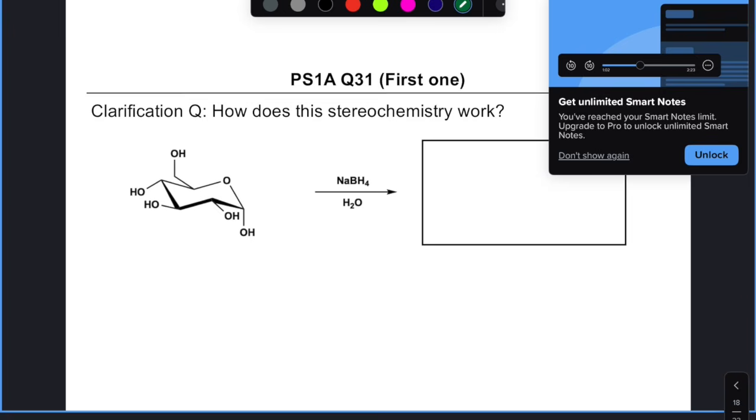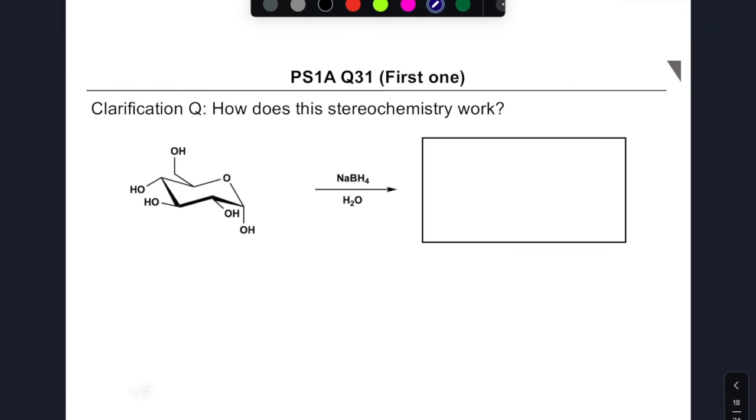See you guys later. Okay, so for this question, what we're asked to do is draw the product and, again, pay attention to stereochemistry after we do a reduction. Now, what you should notice is this center here, that's a hemiacetal, which means there's an aldehyde based in here that the reduction is going to take care of.